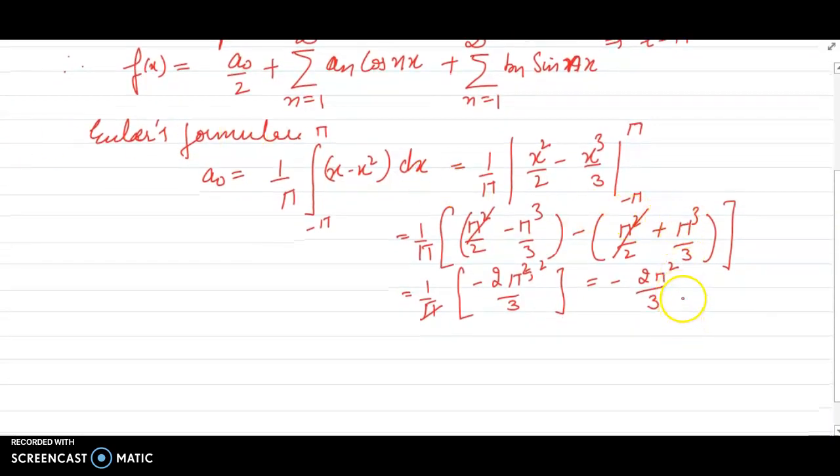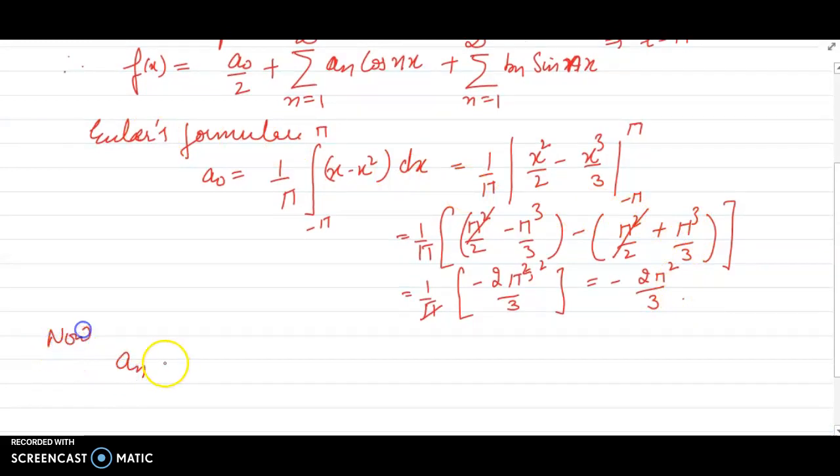Similarly, I can find the value of an. Now the formula for getting the value of an is 1 by pi integral minus pi to pi of x minus x square, which is your f of x, into cos of nx dx.